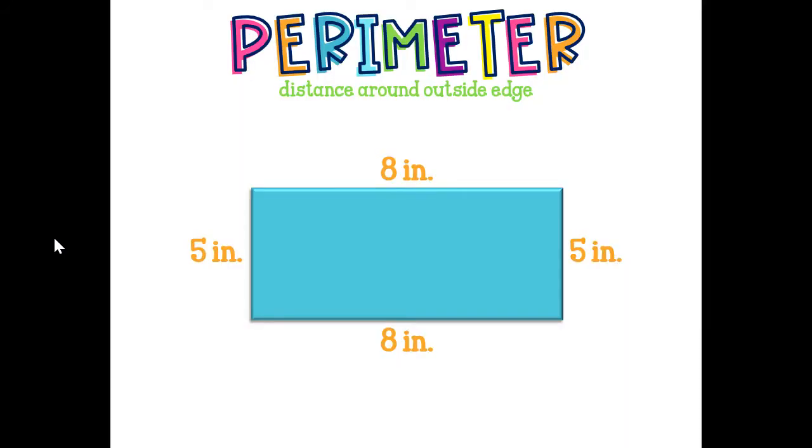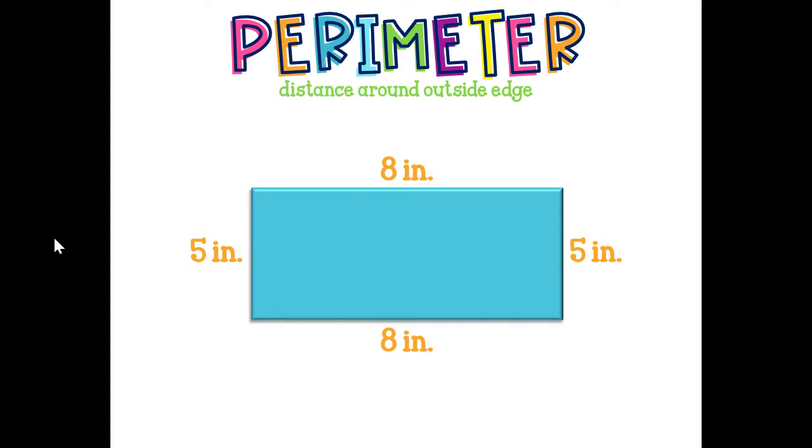So let's look at our first example. Again, we're finding the perimeter, so you need to add up the total length of all of the outside edges. All of my sides are labeled on this rectangle, so I can find the perimeter by adding up all of the side lengths. And there are some formulas that we can use, and it simply is length plus width plus length plus width if it's a four-sided shape.